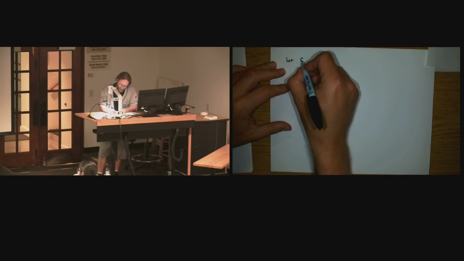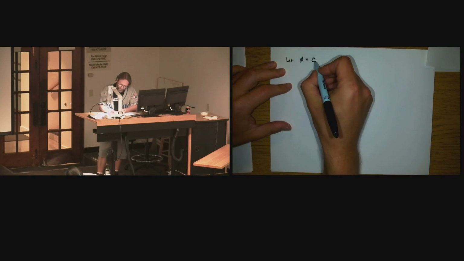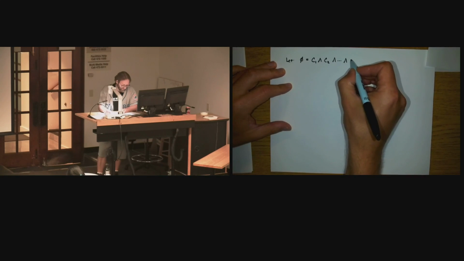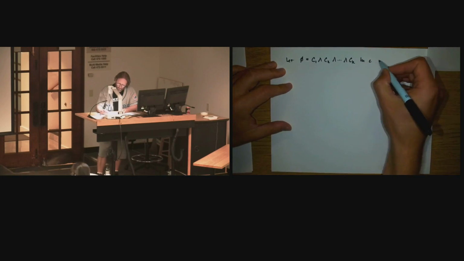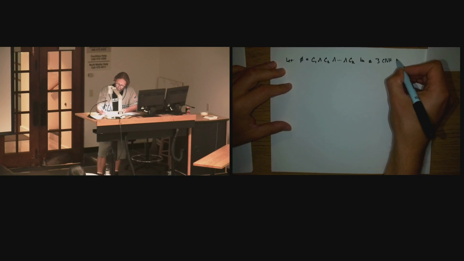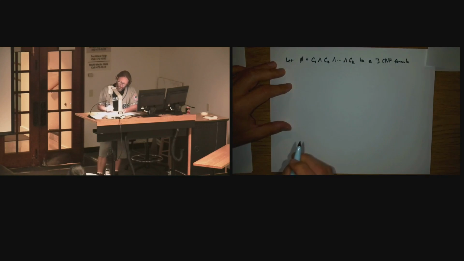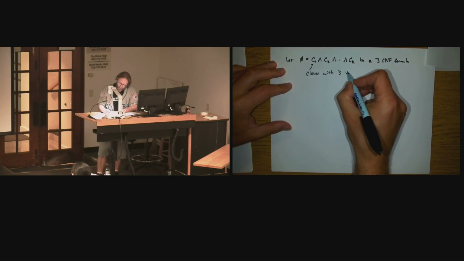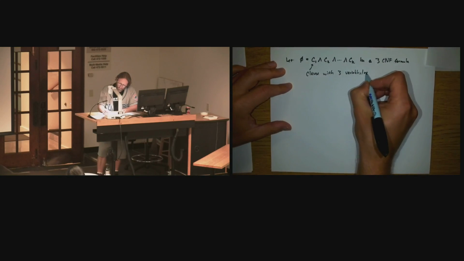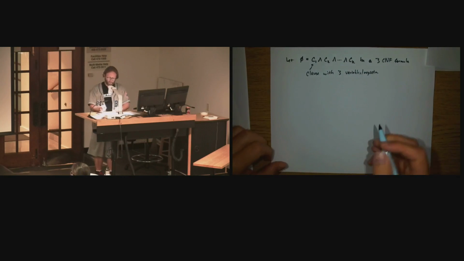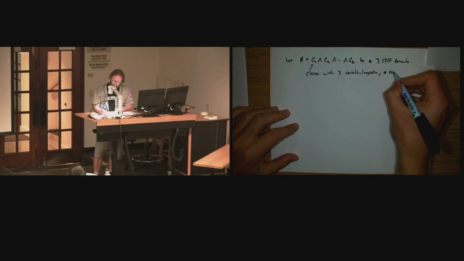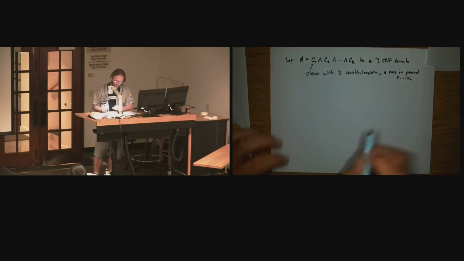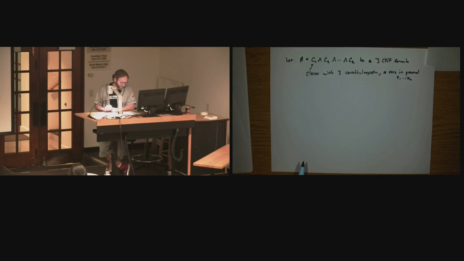Let phi be our CNF formula, C1 and C2 and ... and Ck, a 3CNF formula. Each one of these things, remember, is a clause with 3 variables or their negation. And so we've got n variables in general, x1 through xn. That's going to be our 3CNF formula.